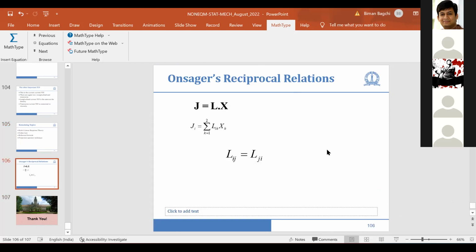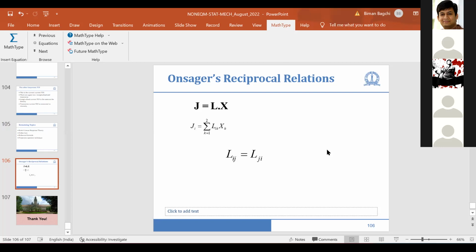Okay. So, Onsager reciprocal relation. This is the last thing that I'll do. So what is the Onsager reciprocal relation? You have two quantities. J is a vector, X is a force, which is a vector, L is a tensor, a matrix. That means, as written below, J equal to Lik Xk, and the Onsager reciprocal relation proves that Lij equals Lji.